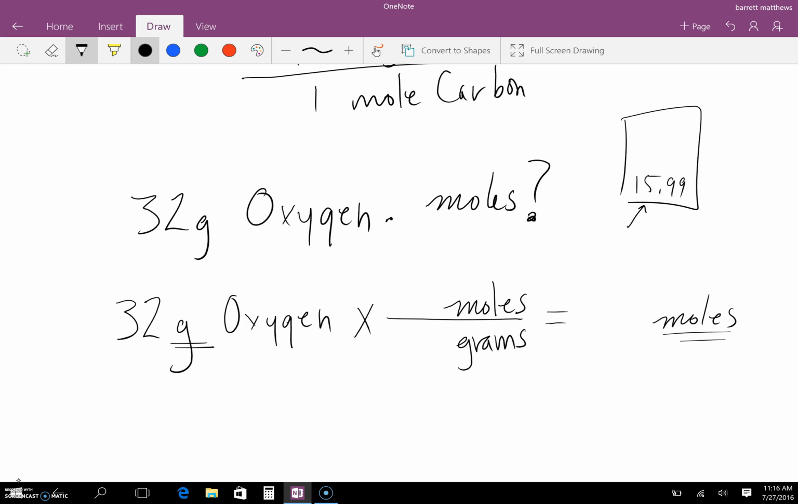Now, if I were to look this up on the periodic table, I would find the number 15.99 for oxygen. So that is what I'm going to put for grams of oxygen, because that's what the periodic table says. And I will put 1 for moles always when I'm dealing with molar mass. And so when I do the math, I'll divide, and I end up with 2 moles of oxygen.